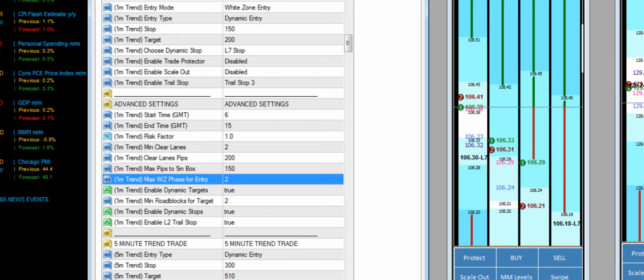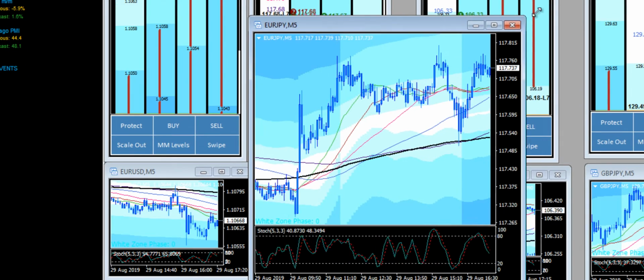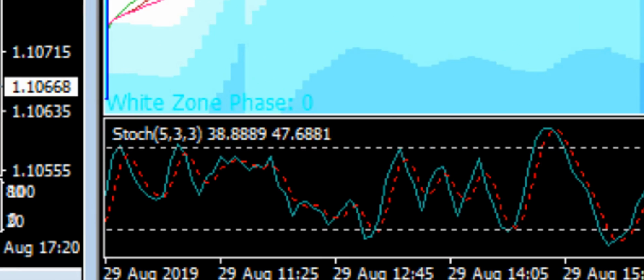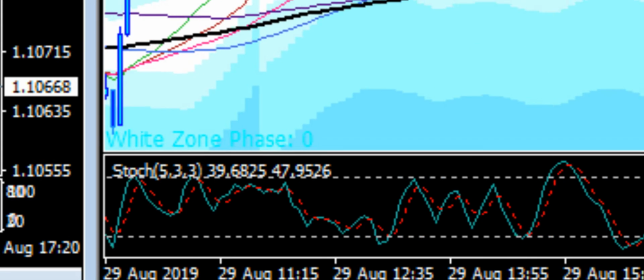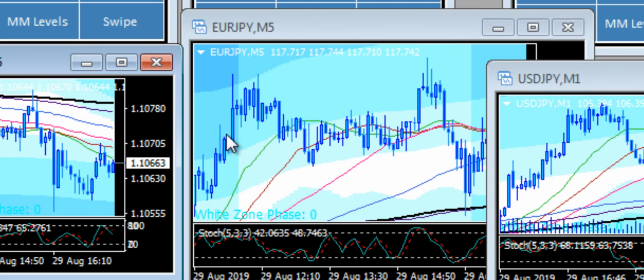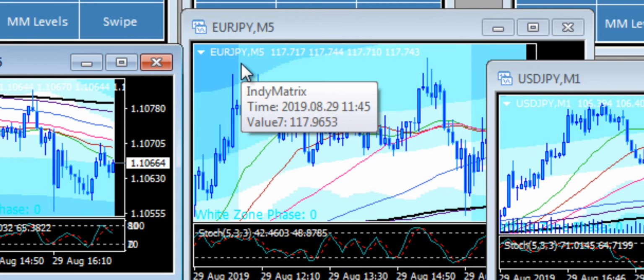You guys have seen the white zone phases at the bottom of the charts. See this one here? You have to look. I do need to do something with the font, I think. But you can see that's a white zone phase 0. There. You can see it a little better there. 0. But basically, a white zone phase is how many times the white zone expands, how mature the trend is.